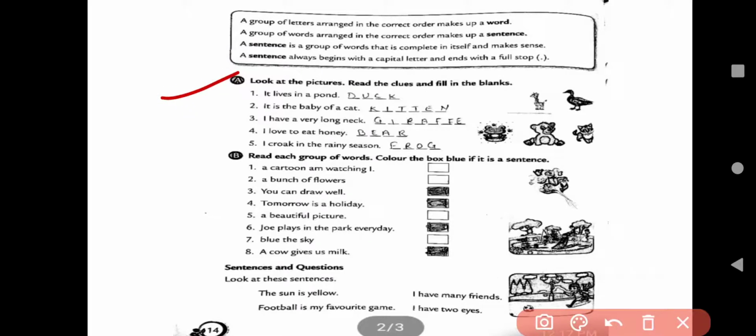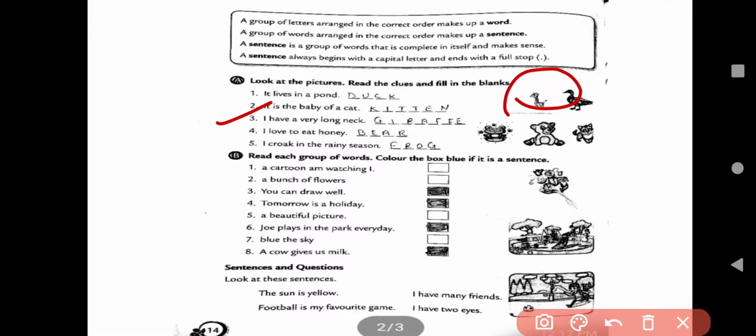Look at the picture, read the clues and fill in the blank. So here, first, it lives in a pond. Who lives in a pond? Yes, duck. Next, it is the baby of a cat. Yes, it's kitten. Okay. Next, I have a very long neck. Who has a long neck?